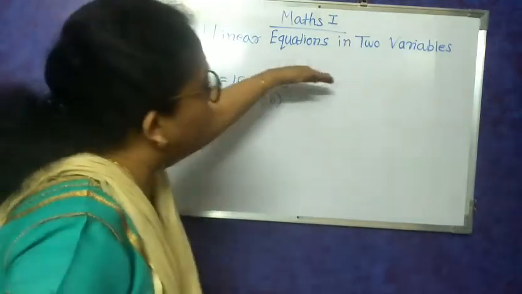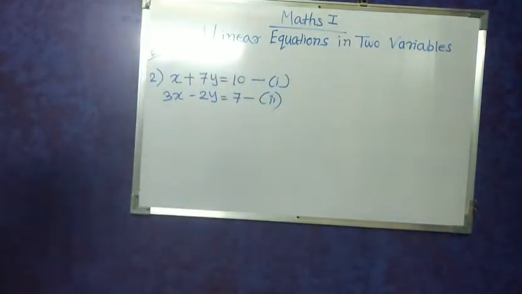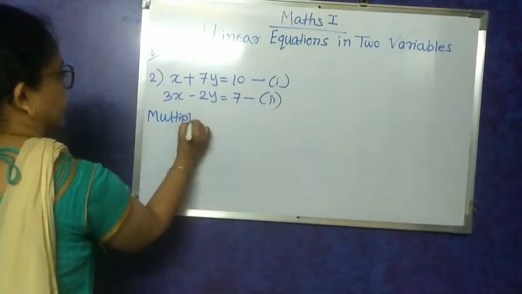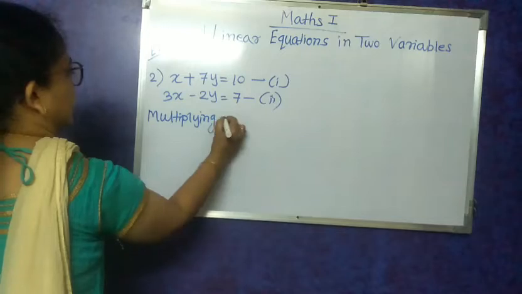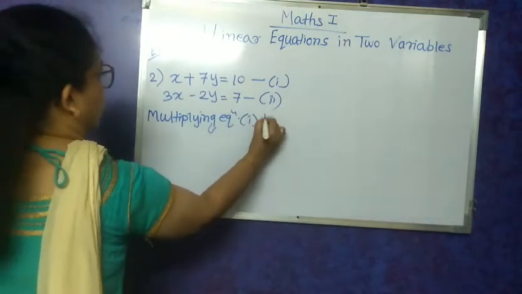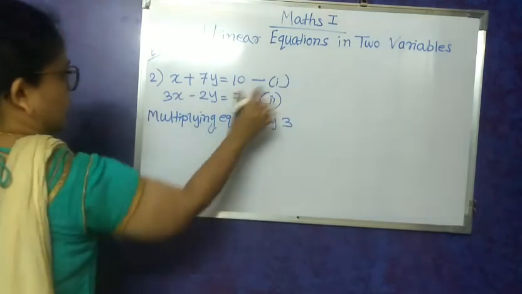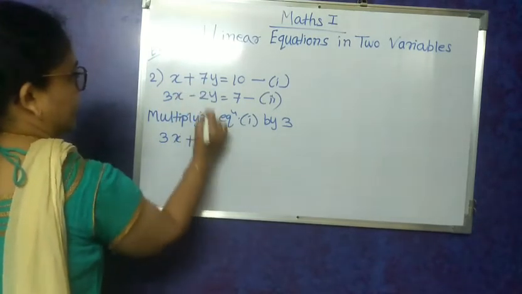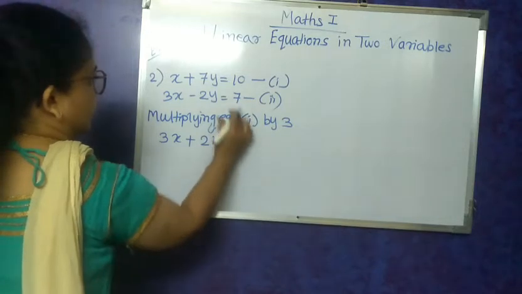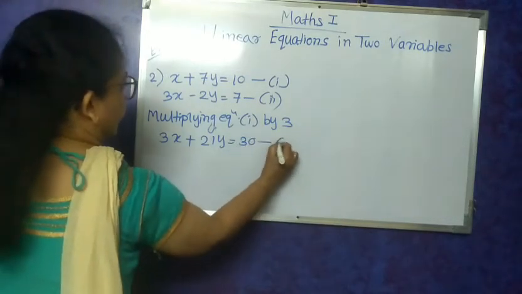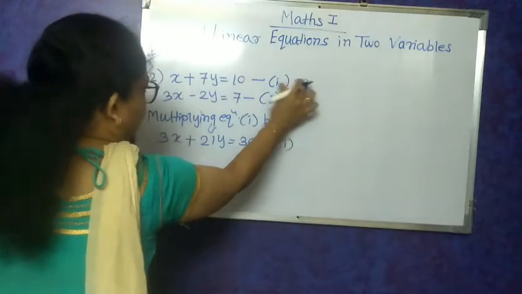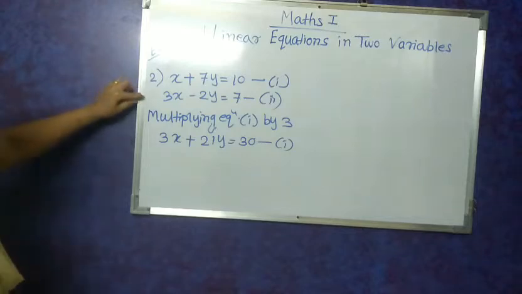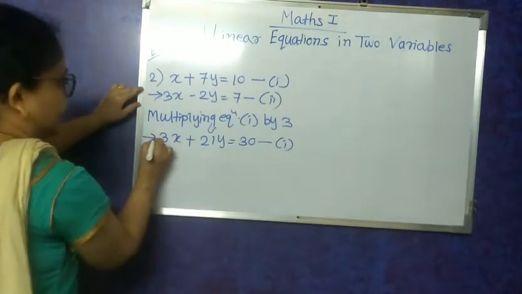So what will we write? Multiplying throughout equation 1 by 3. Okay, so multiply this by 3, what will you get? 3x plus 7 into 3, 21y is equal to 30. Equation 1, you have to multiply this full equation by 3, not show it here. Now we have to consider this equation and this equation.